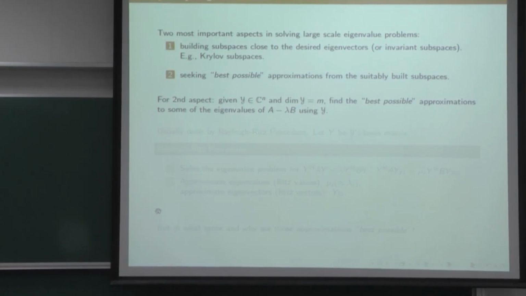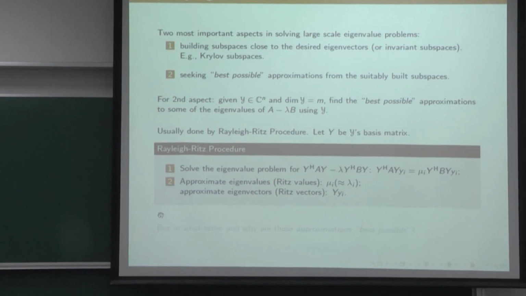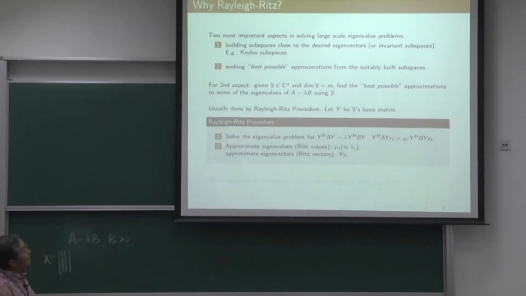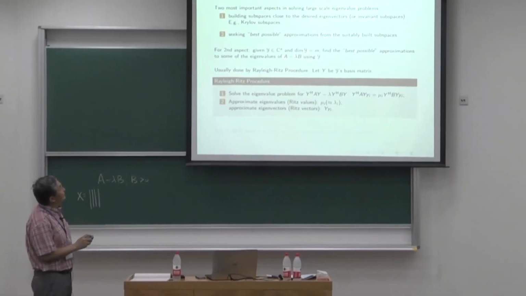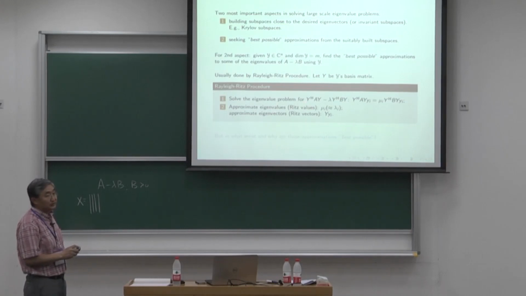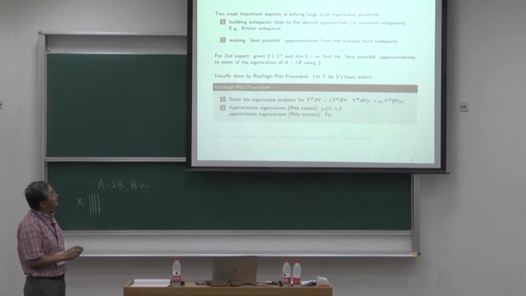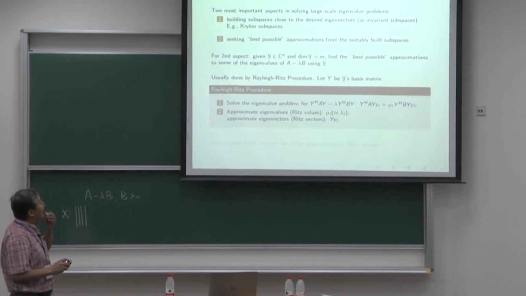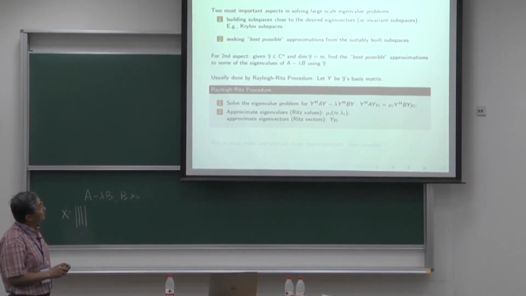So we're going to look at the second phase. We have a subspace Y with dimension m, and we want to find the best approximation using this subspace Y. How do we do it? This is the standard procedure we call the Rayleigh-Ritz procedure. You take Y as a basis matrix of the subspace Y, and you simply do the projection. So the matrix, this pencil, is m by m.